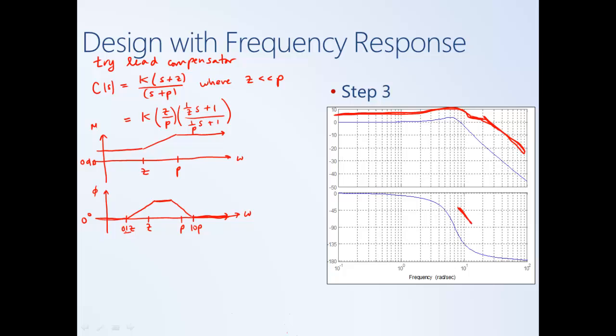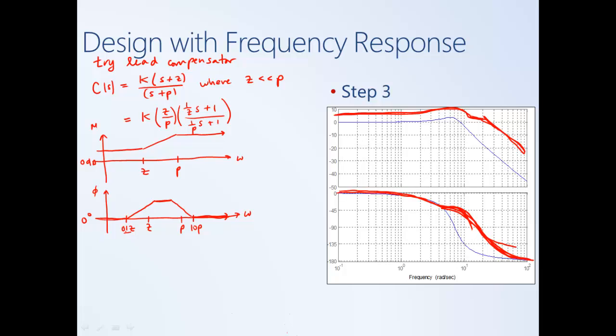And we do the same thing with the phase. So at low frequencies, we're adding in 0 degrees, so it's almost unchanged. And then when the zero comes in, we get a bump in phase. And then eventually at high frequencies, it goes back down to 0 degrees. So let's say we get something like that.